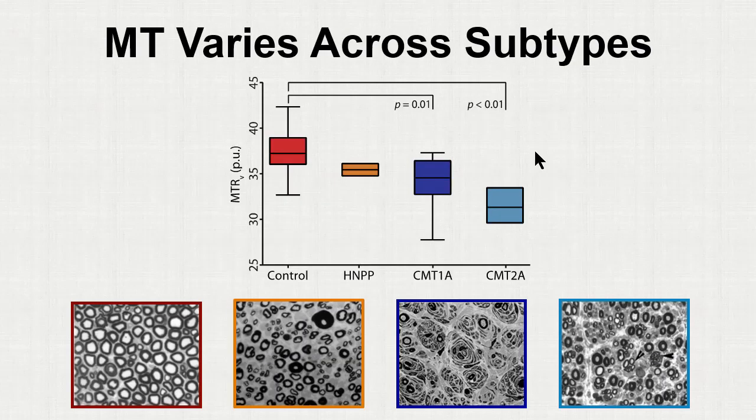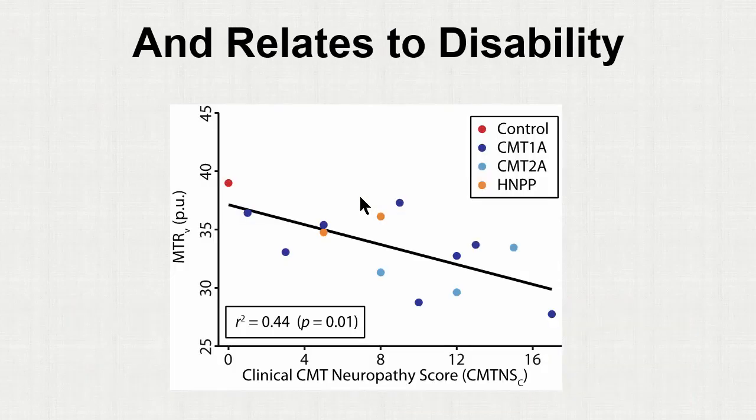We know that even the magnetization transfer ratio varies across subtypes, and we have similar experience with the pool size ratio, showing that it indeed varies in a similar fashion. I'm not going to go into these subtypes: some of them are primary demyelinating, some of them primary axonopathy with secondary demyelination, and some of them are swollen type nerves as well. We show that it relates to disability as well.